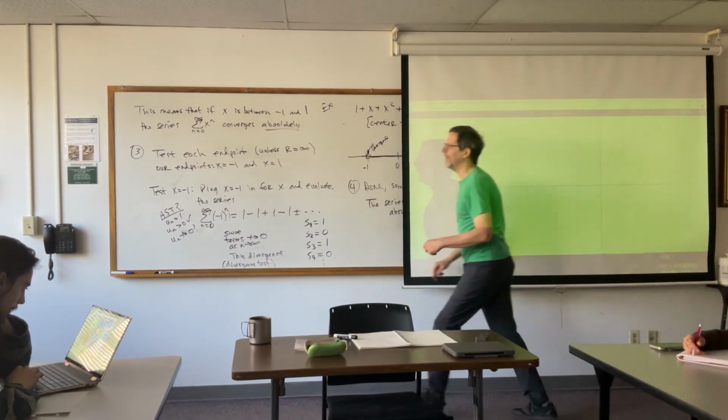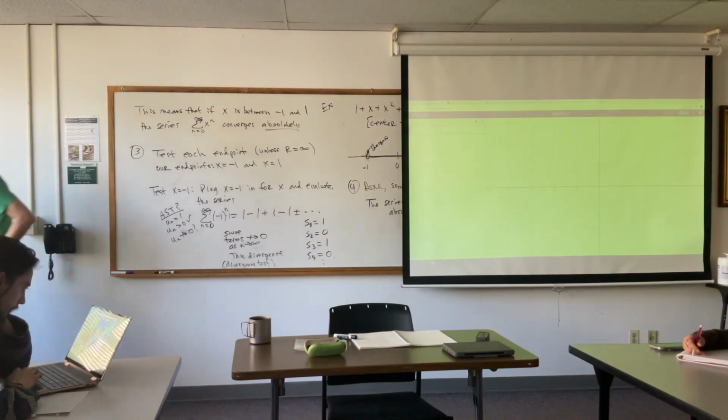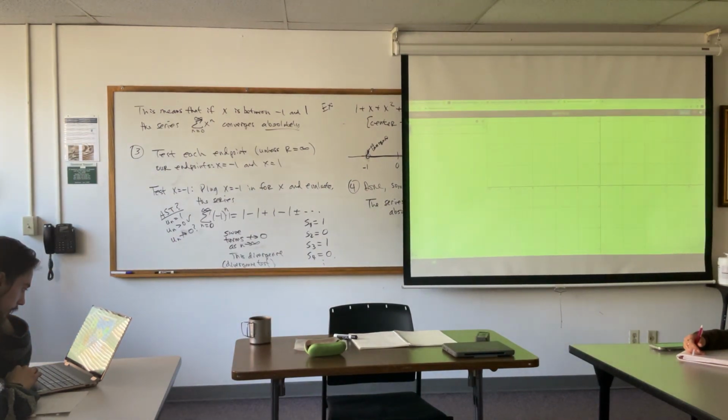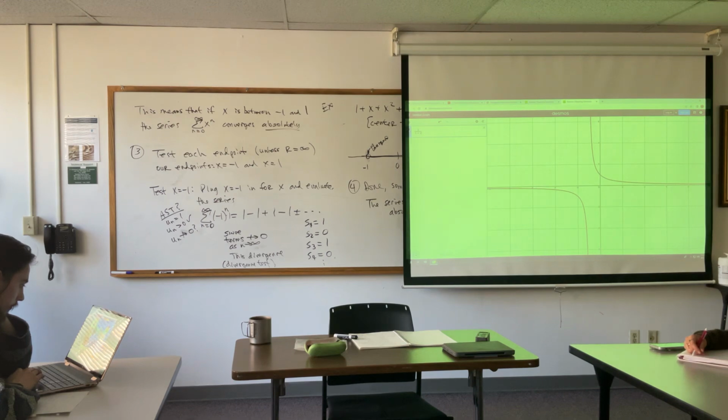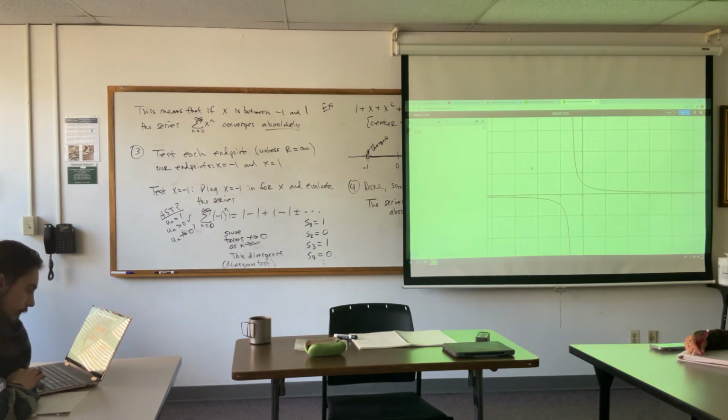There you go. Good job, buddy. All right. So let's look at 1 over 1 plus x. Just see what that looks like. It blows up when x is -1. We see that -1 can't be in the domain. And we get this nice hyperbola.